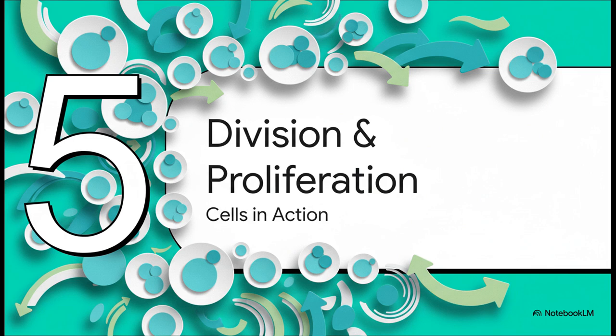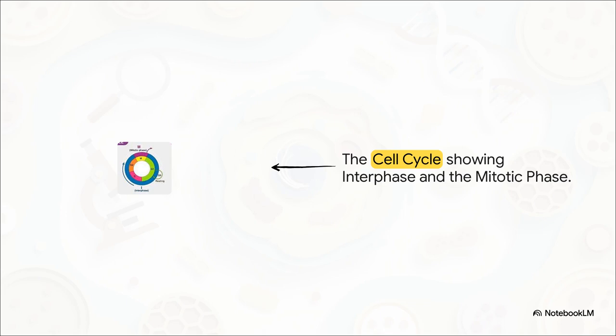Part 5. Division and proliferation. Cells in action. Let's transition from the static theories to the dynamic reality of biology. We're going to see exactly how Virchow's third tenet works in real time. Take a look at the colored ring here. This is the cell cycle. A cell doesn't just split randomly whenever it feels like it. It follows a rigorous, phased process.